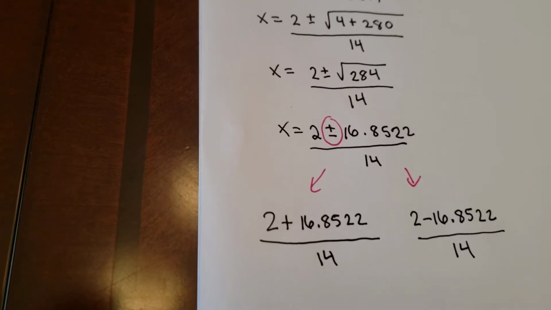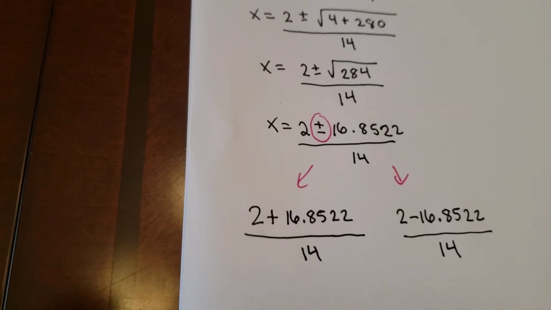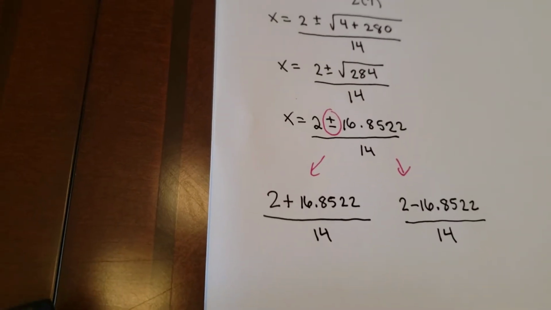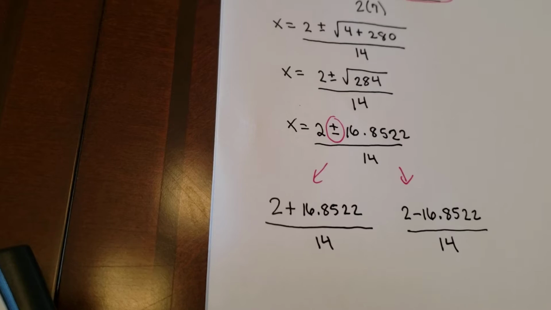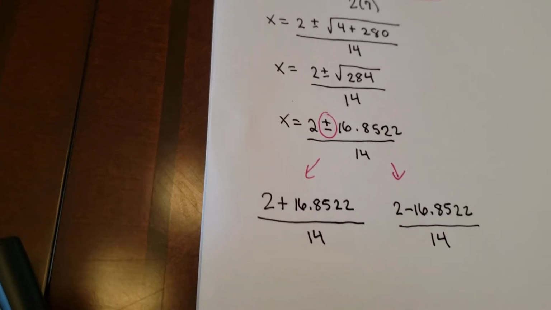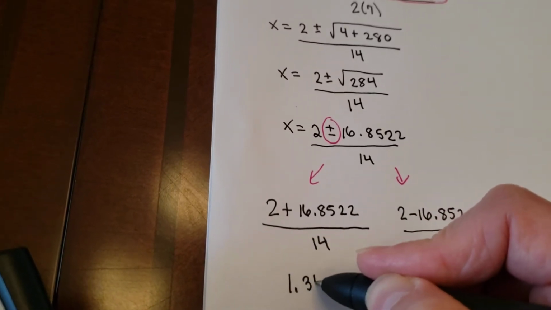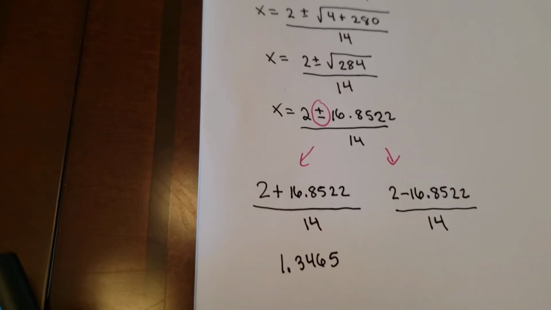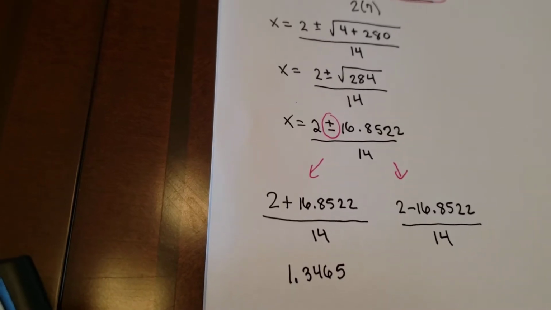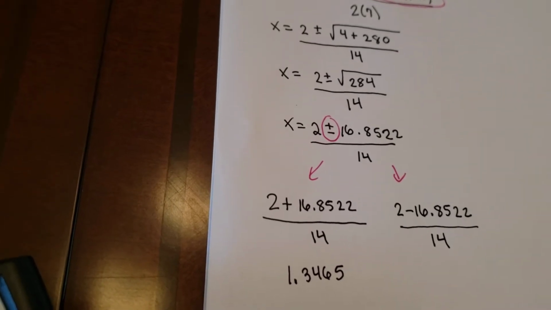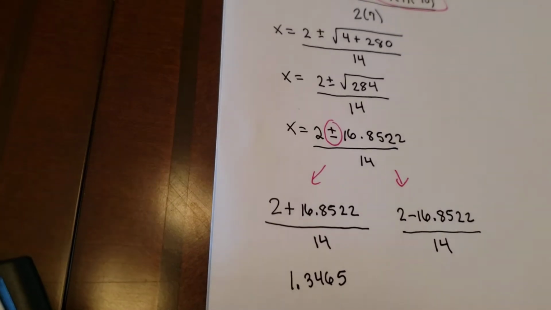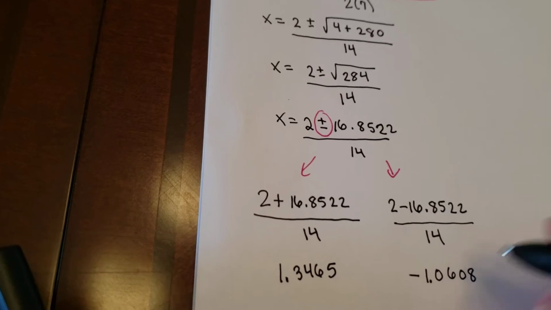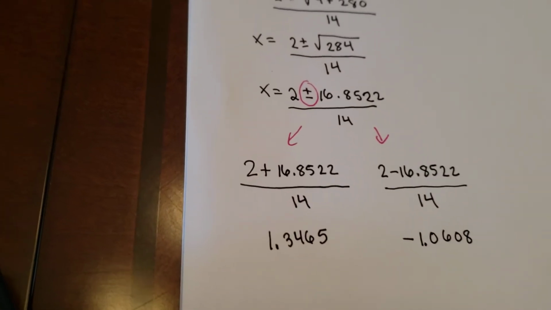And then you'll compute that, and I get, hang on one second. So 16.8522 plus 2 divided by 14. This one's going to give me 1.3465. And then you want to do 2 minus the 16.8522 divided by 14, which will give you a negative 1.0608. We're rounding to the hundredths place, so that's the second digit.